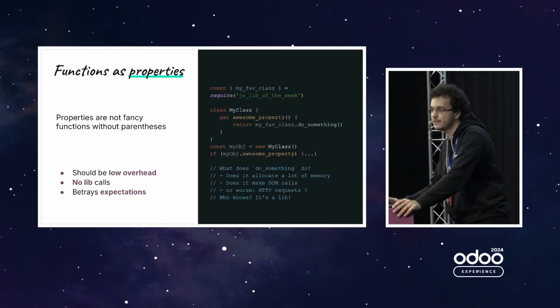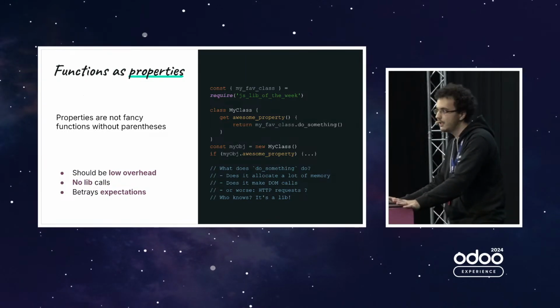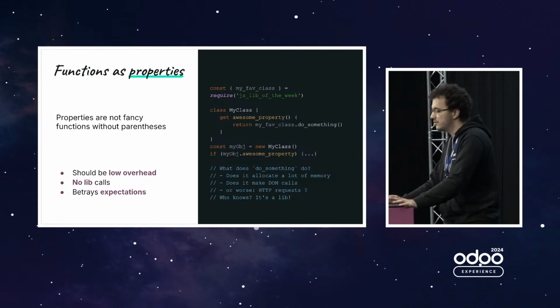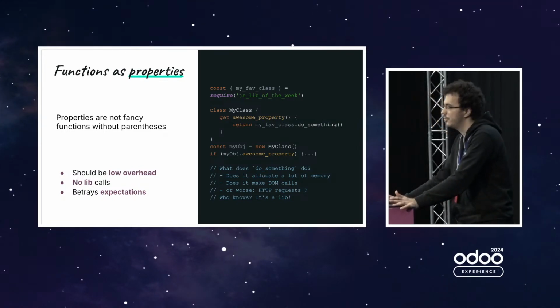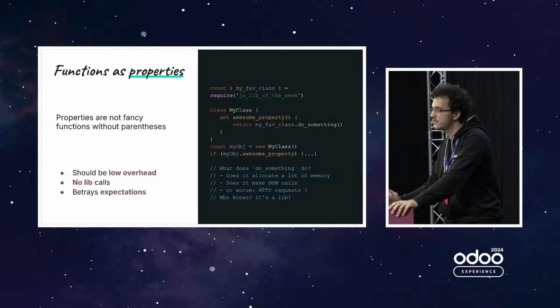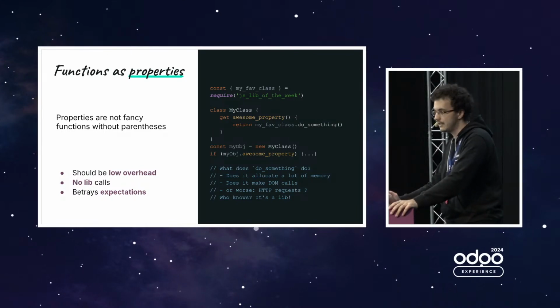So, properties. A property in many programming languages is just a function, technically a function that takes no parameters and has no parentheses. What's the performance bottleneck about it? The thing is, it betrays expectations. You expect something that's fast, that is accessible like a field. But sometimes it's not.